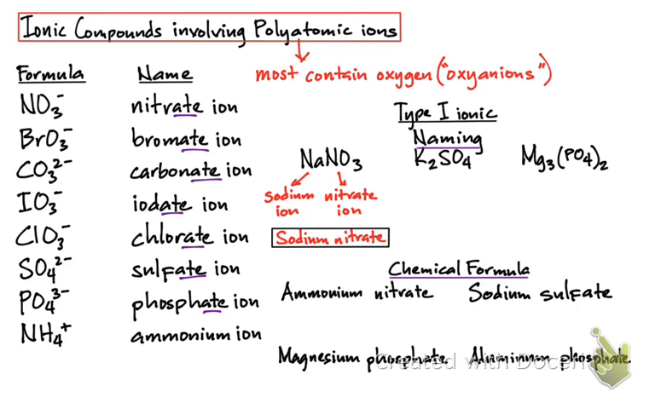And you can do the same thing for the other two here. So you have a potassium ion and a sulfate ion, and combining the two ions, you would get potassium sulfate.